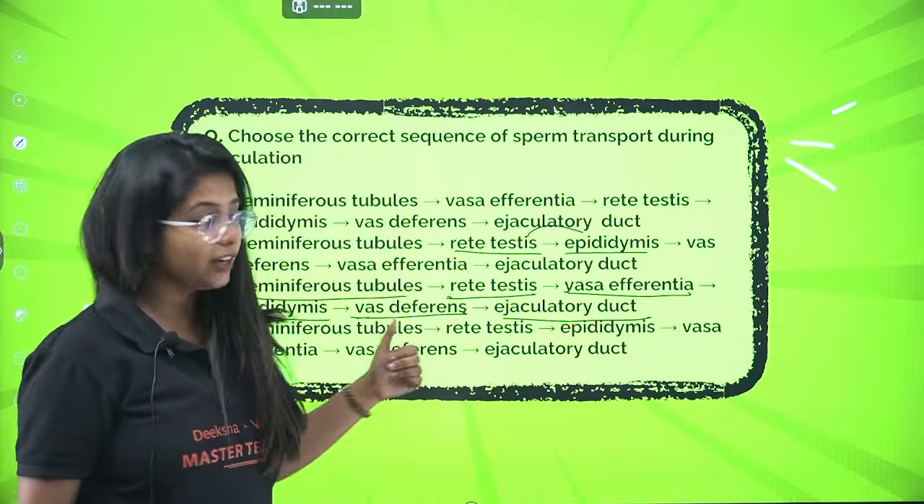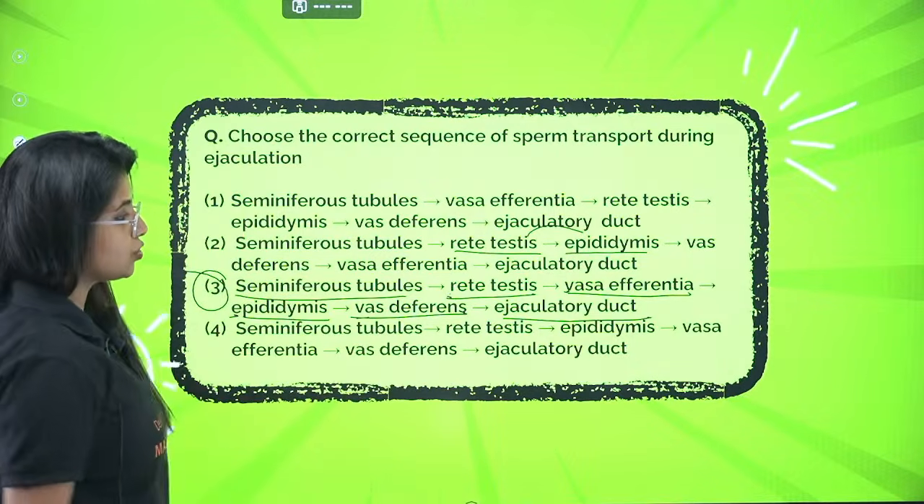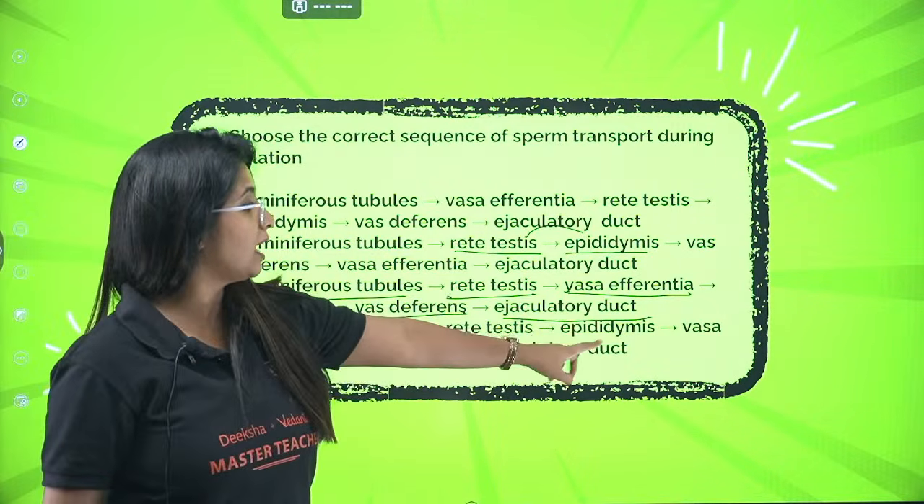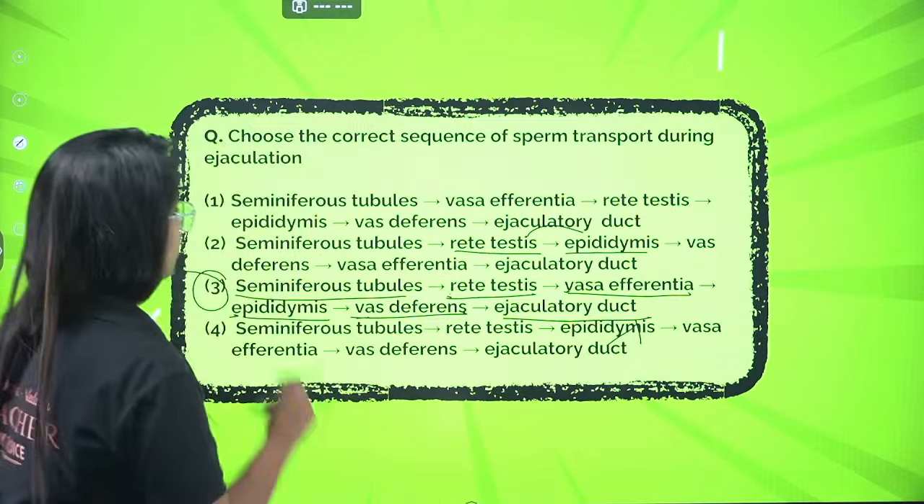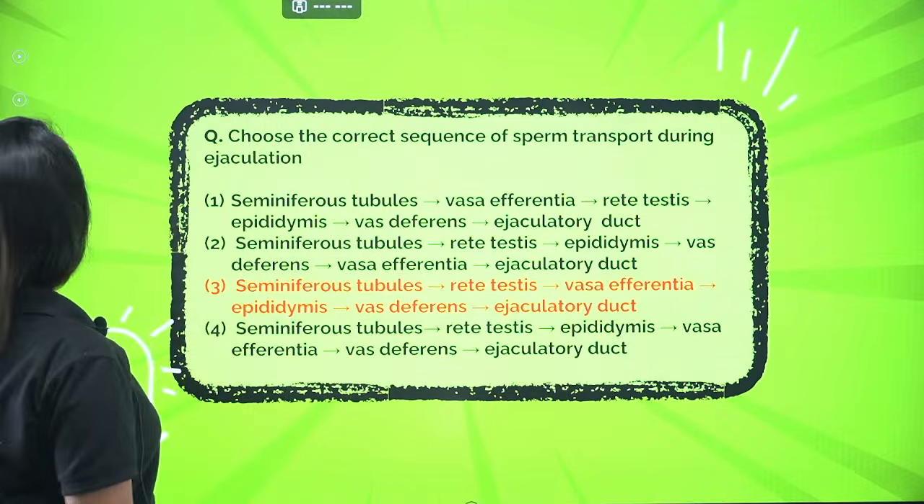Do not get it wrong. Here also, why is this option wrong? Here you have put rete testis, then epididymis again. Wrong thing. Ravi visits every village. Exactly. So the answer for this question is going to be 3.